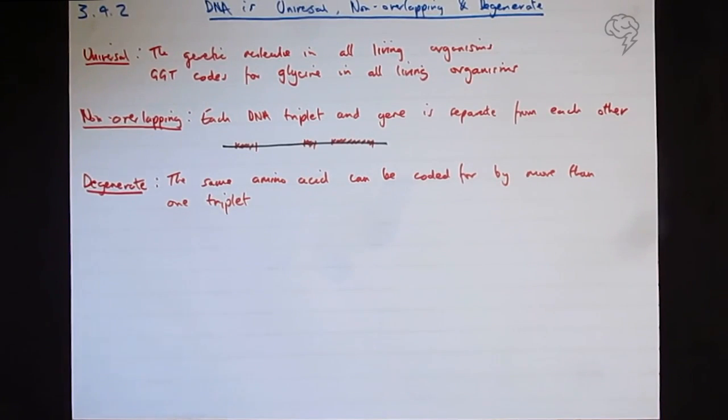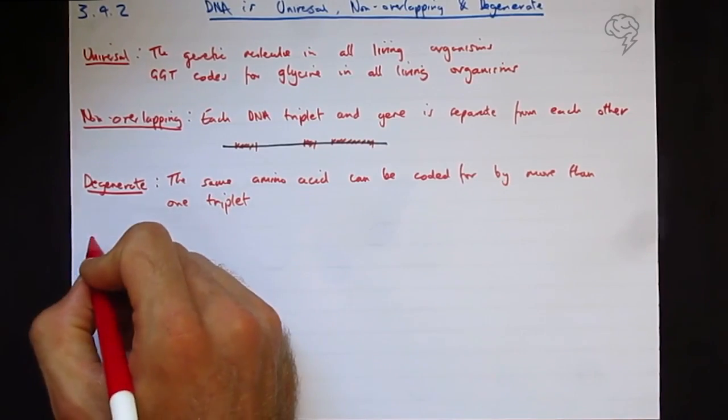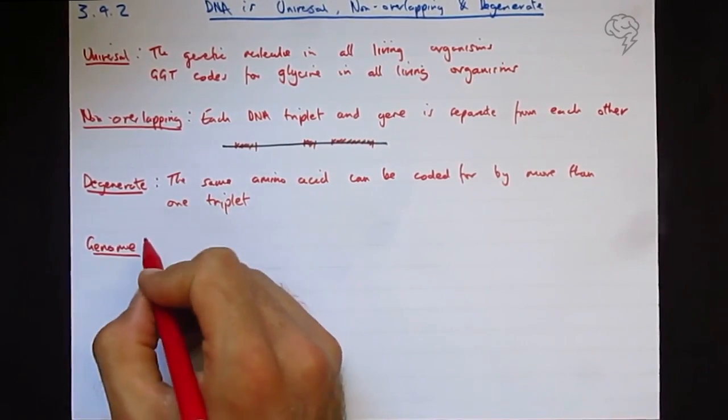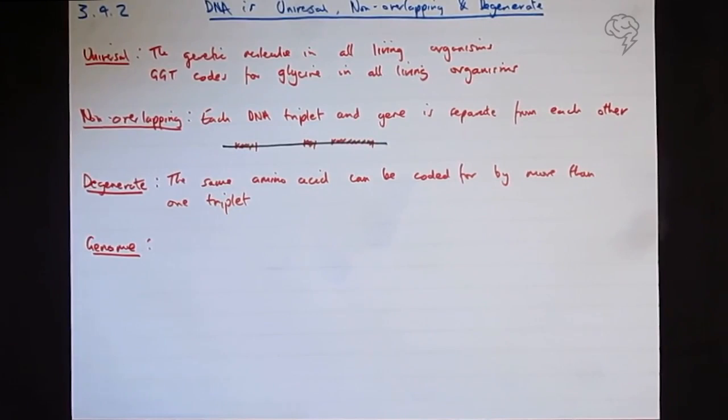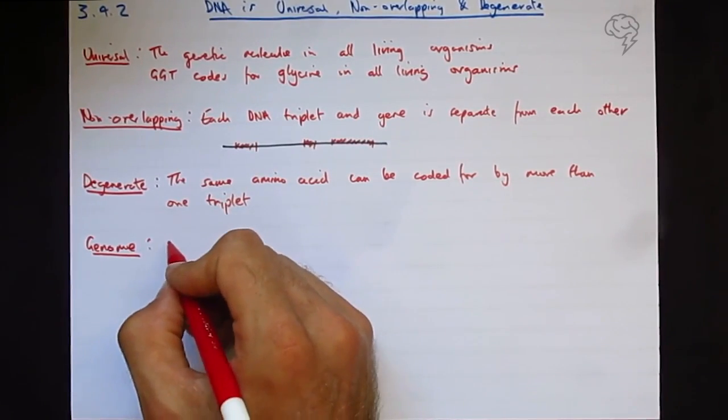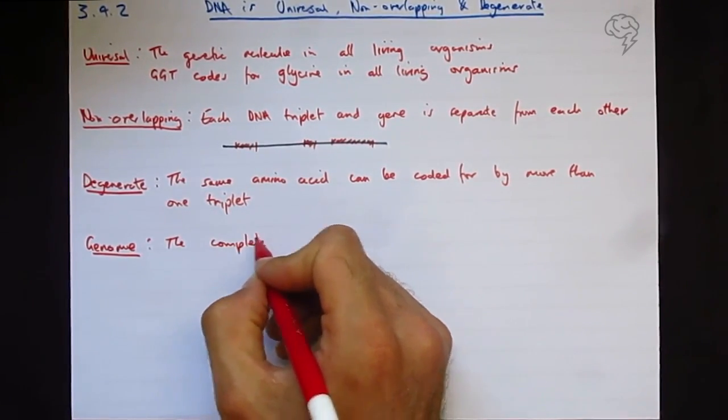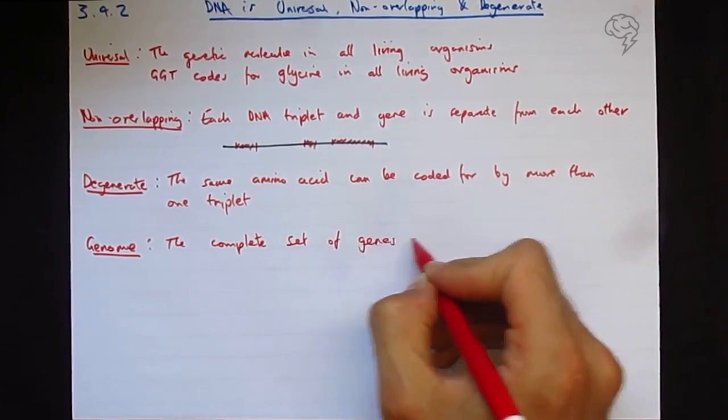Whilst we're doing some definitions, there's a couple of others that are going to be super useful. We're going to do the genome. Much more commonly in the news these days, the genome rather than genes. So the genome is the complete set of genes in a cell or an organism. All of them.